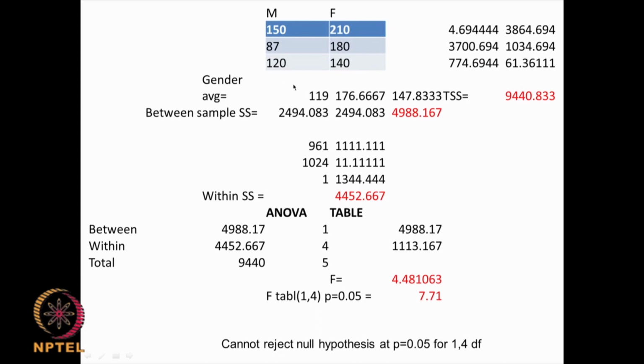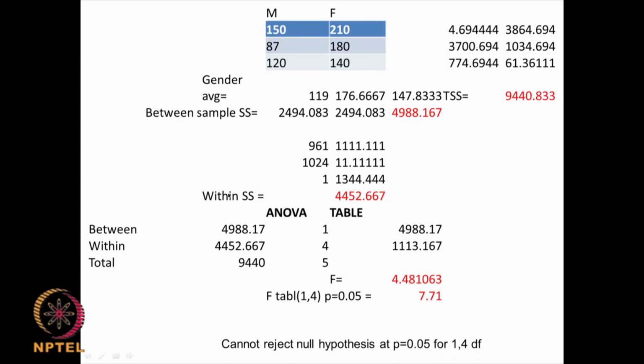So in this particular case, what do I do? 119 minus 147.8, square it, multiply by 3, because there are 3 data points. 176.6 minus 147.8, square it, multiply by 3. So you will get this. Now you add both of these, that will come to 4988. So this gives you the between sample sum of squares. Degrees of freedom will be 1. For TSS, degrees of freedom will be 5.